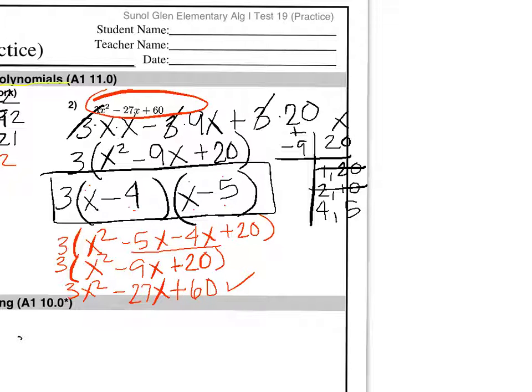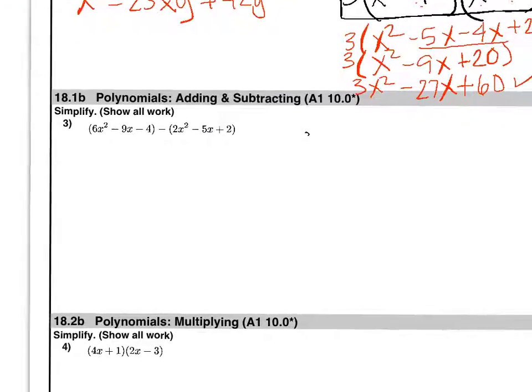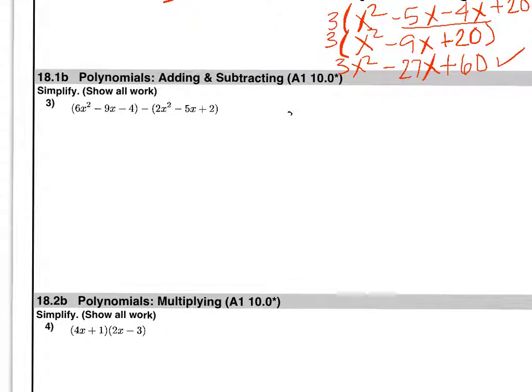Okay? Now let's move on. Let's go to problem number 3. This one is adding and subtracting. So again, take a look at the title of your section so you can just double check what you're supposed to be doing. Okay? Now when I'm adding and subtracting, I almost always write them on top of each other.